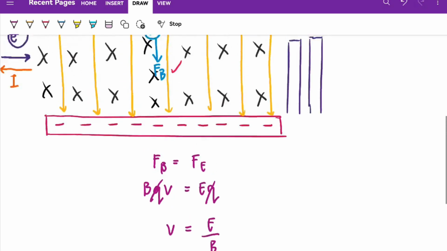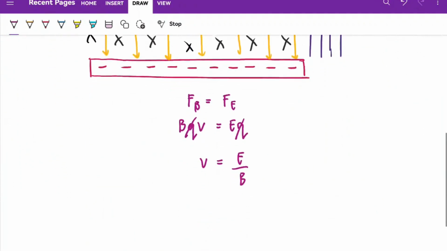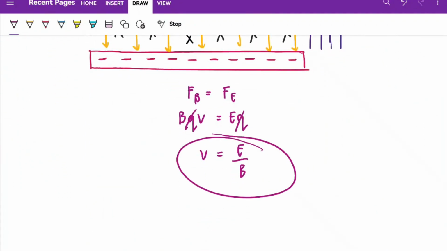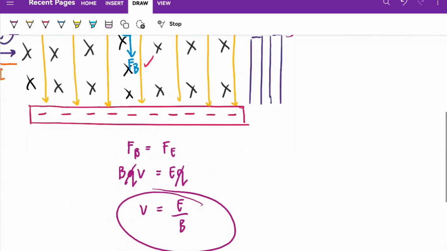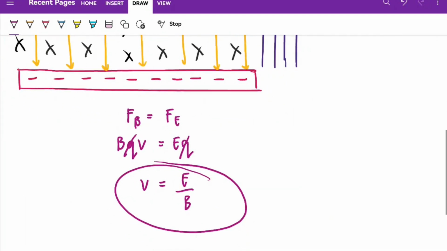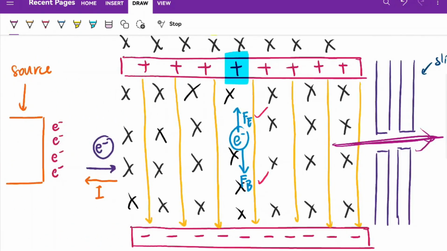So that means by using this velocity selector, only electrons with the speed E over B are able to pass through these slits undeflected. So, we have covered the first case. So, when your velocity of the electron is E over B, it will pass through undeflected. It will go straight.